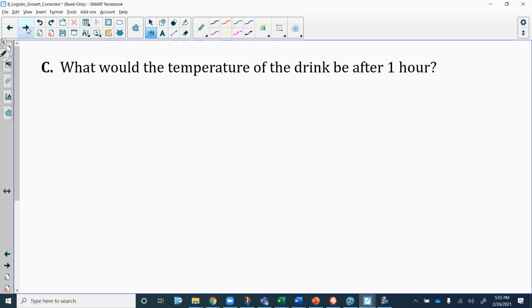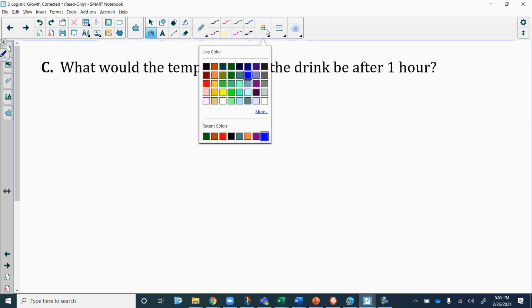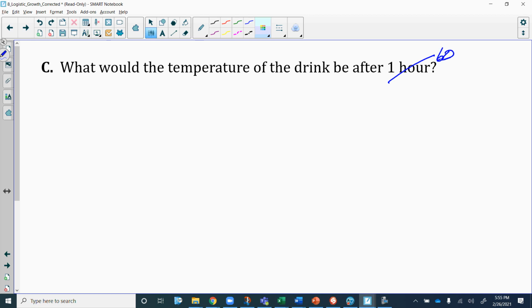And the final problem: what would the temperature of the drink be after 1 hour? The one thing you really need to pay attention to on this one is that they told you at the beginning of the problem that time was measured in minutes, and here they're giving you time in hours. So straight away, you want to make sure you recognize that we want to use 60 minutes for the hour, because that's what our function was worked out in terms of time. So this one's going to be somewhat of a plug and chug exercise. You're not going to really need to do a whole lot here.